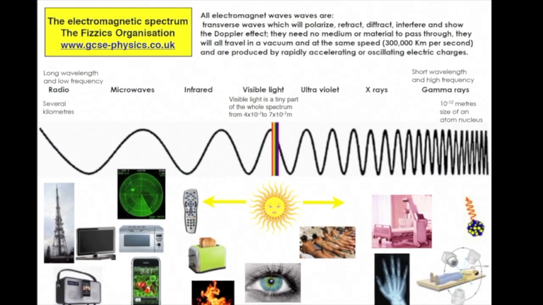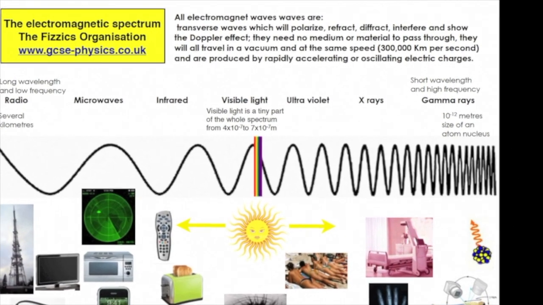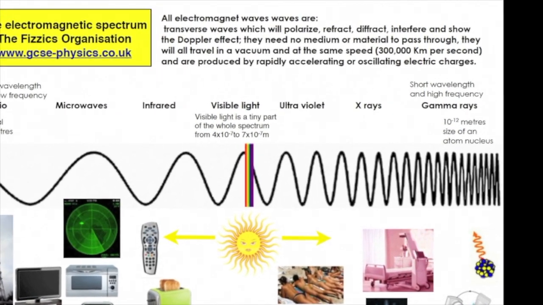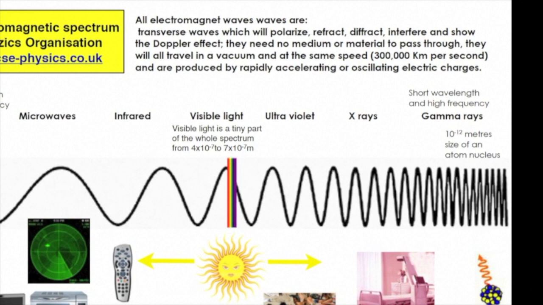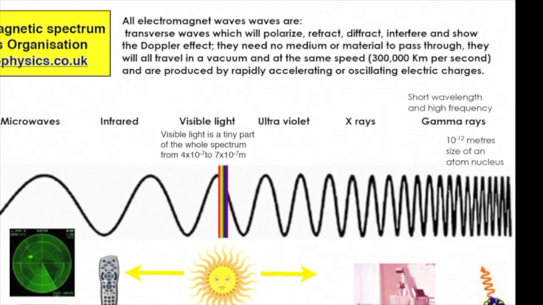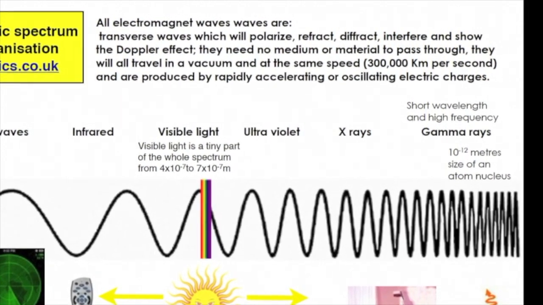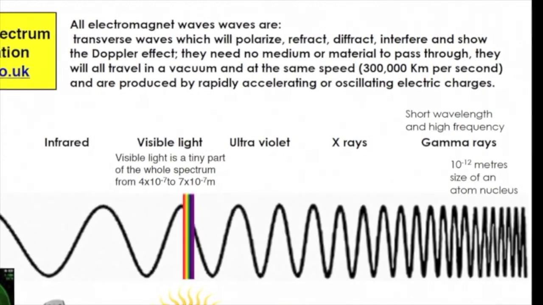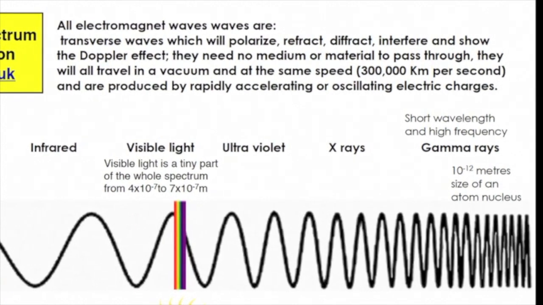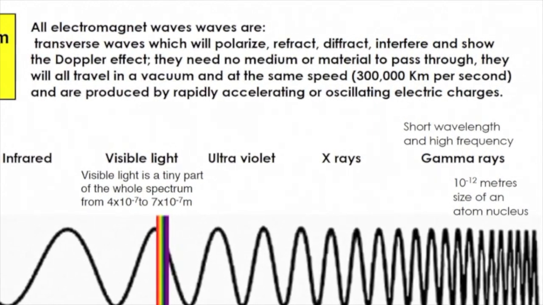If you have an examination in this subject, one of the key questions you're likely to be asked is, what are electromagnetic waves? Why are they grouped together? What is it they've got in common? Well, they're all transverse waves. They will all polarize, refract, diffract, interfere, and they will exhibit the Doppler effect. They don't need a medium or material to pass through. They'll all travel at the same speed in a vacuum. That's 300,000 kilometers per second. And very importantly, they are all produced by rapidly oscillating electric charges.